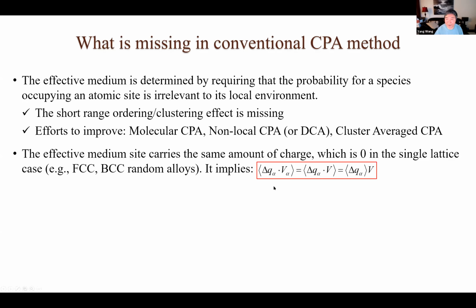So that implies that because the long-range Coulomb potential is the same, I can take the V out, so basically that's what we get, okay? That implies this.